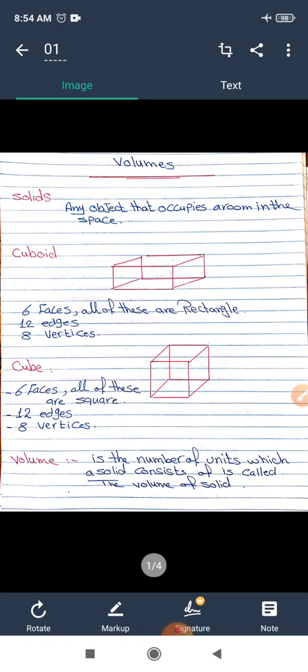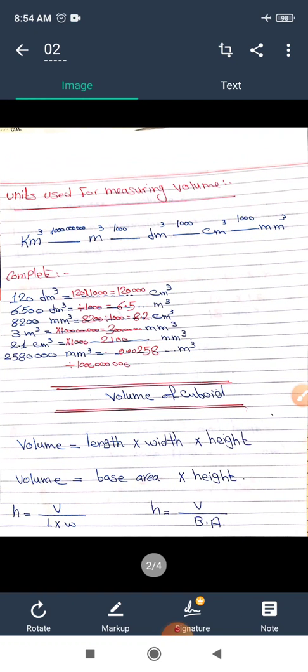What's the meaning of volume? Volume is the number of units which a solid consists of. It's called the volume of the solid. What is the unit used for measuring volume? The units used for measuring volume are cubic kilometer, cubic meter, cubic decimeter, cubic centimeter, and cubic millimeter.